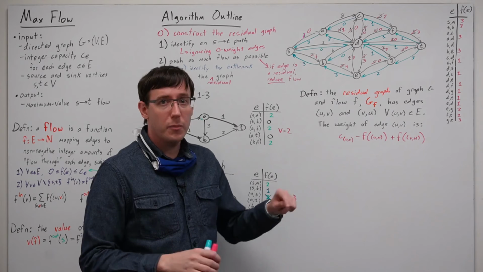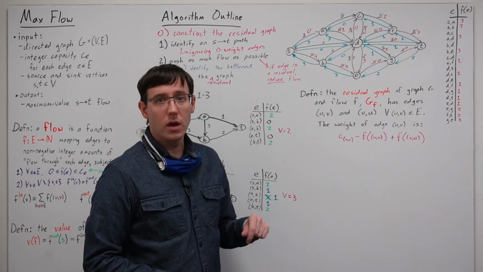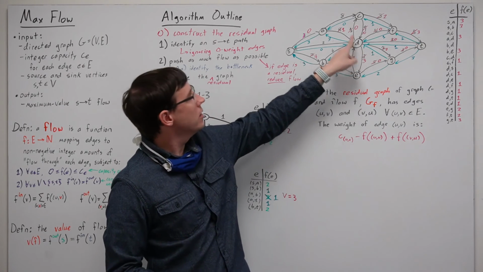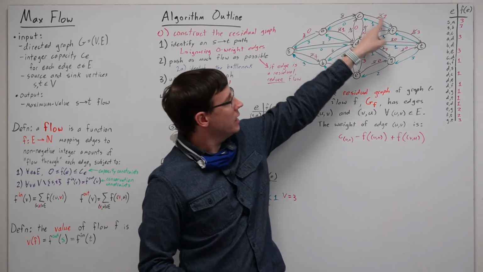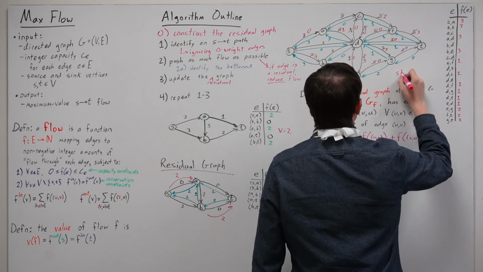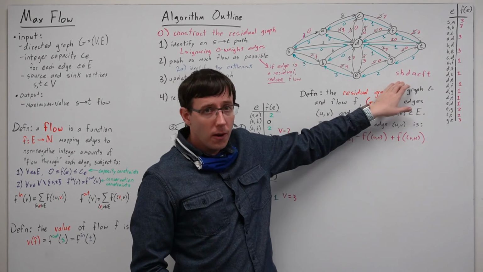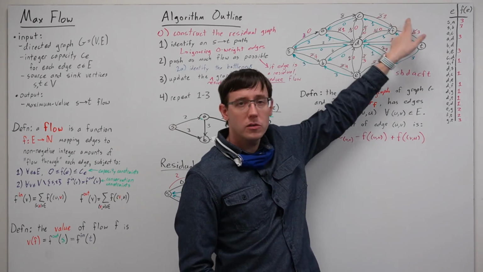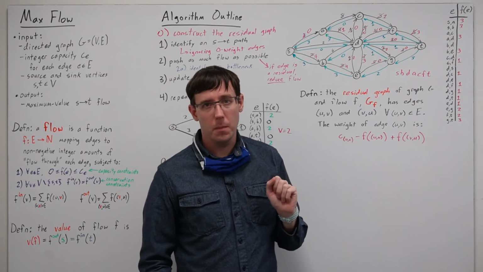When we search for a path from S to T now, we'll find S to B to D to A, C, F, T. And along this path, our bottleneck is 2, so we will push 2 units of flow.